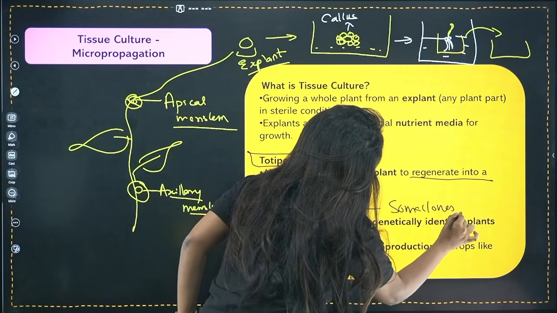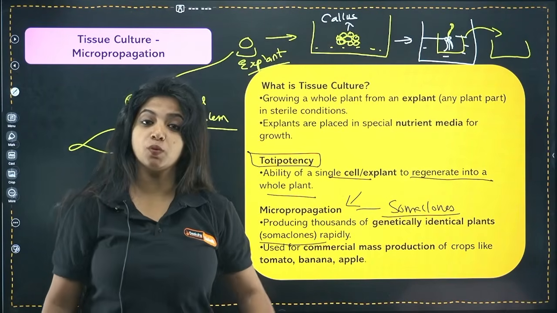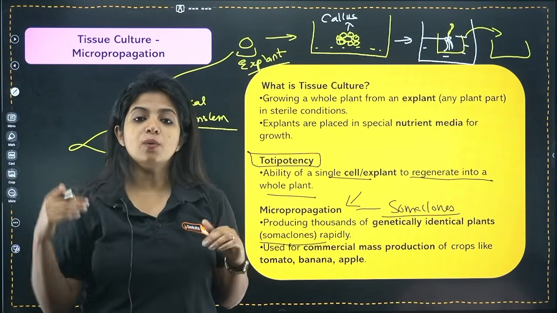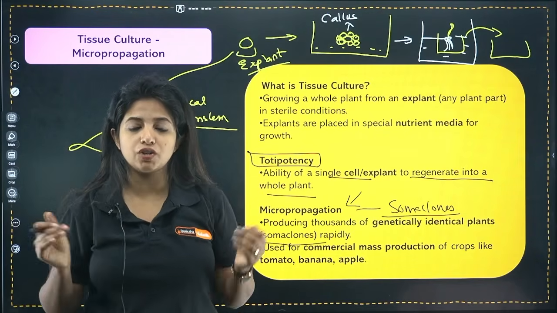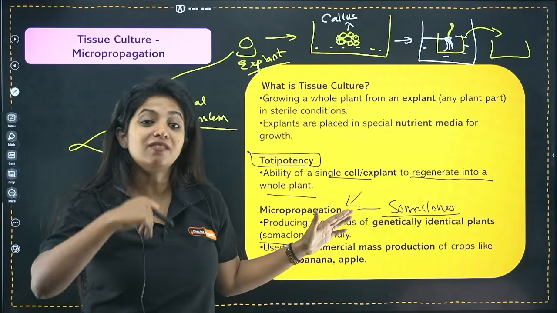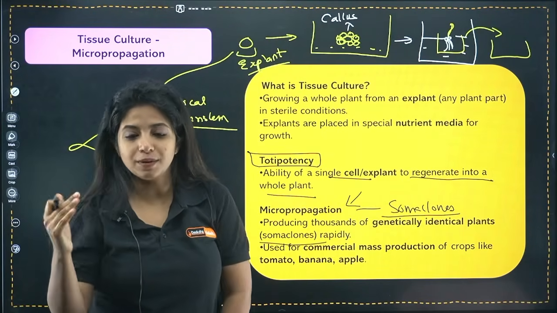So there's a usual question that comes. What is the difference between somatic hybrids and somaclones? Or in an MCQ, they might ask you, what is the end product of micropropagation? Somatic hybrids or somaclones? Somaclones is the answer. We will soon see what we mean by somatic hybrids as well.